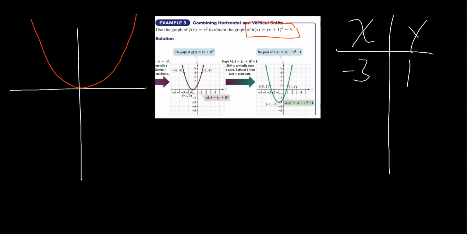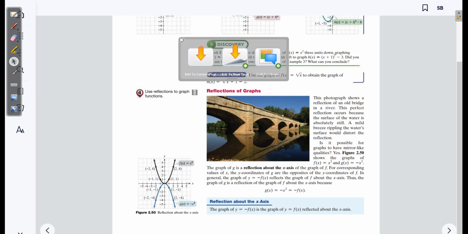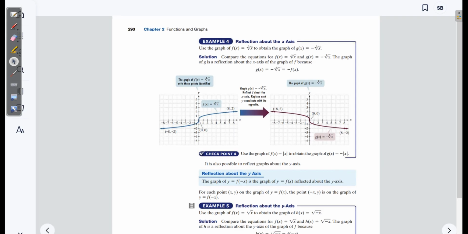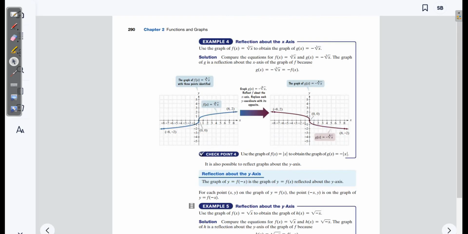Okay. Next up, we're going to talk about reflections. Okay, so similar to what I did with the vertical and horizontal shifts, I'm going to go ahead and put the reflections on the same page so we can operate that way. Again, just to show the differences between a reflection about the x-axis and a reflection about the y-axis. So let's put this over here, put that right there. This example.